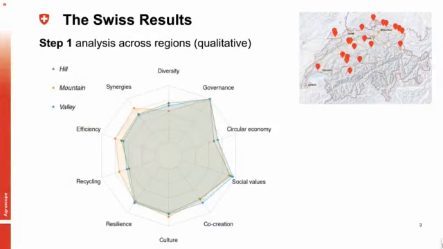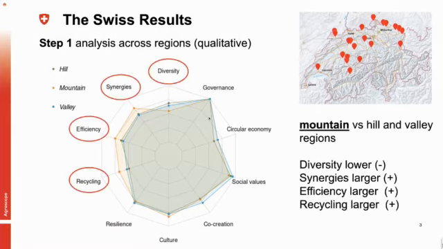Directly jumping into the Swiss results, I'm showing you here just step 1 for the beginning. On the right side, you see where we had our farm interviews taking place in Switzerland. Then we aggregated our data into regions: the hill region, the mountain region, and the valley region. As you can see, the mountain regions are sticking out a little bit in the step 1 analysis, where we find a lower diversity, but higher synergies and efficiency in recycling.